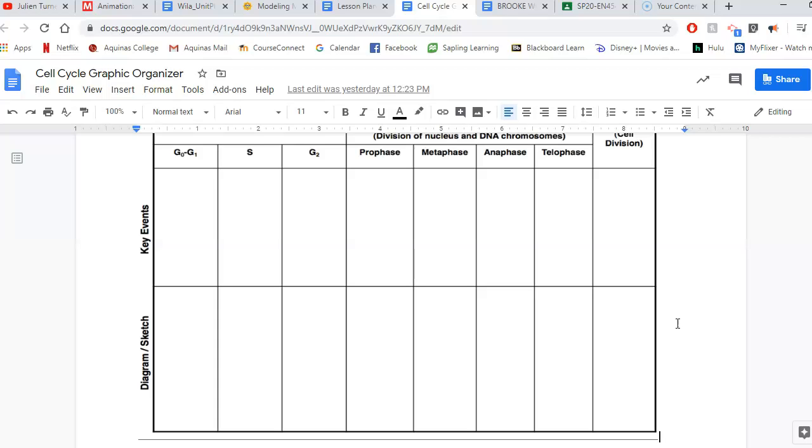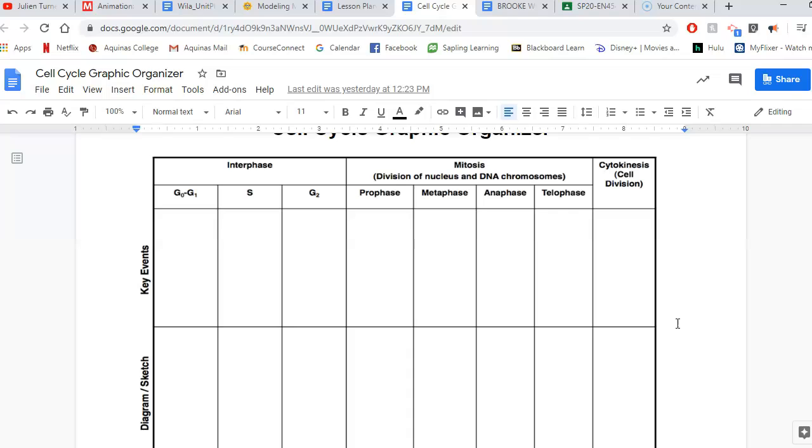Okay, so I gave you guys some time. How about Joe and Mason, your guys' group? How about you give me one of the stages and what you wrote for a key event?